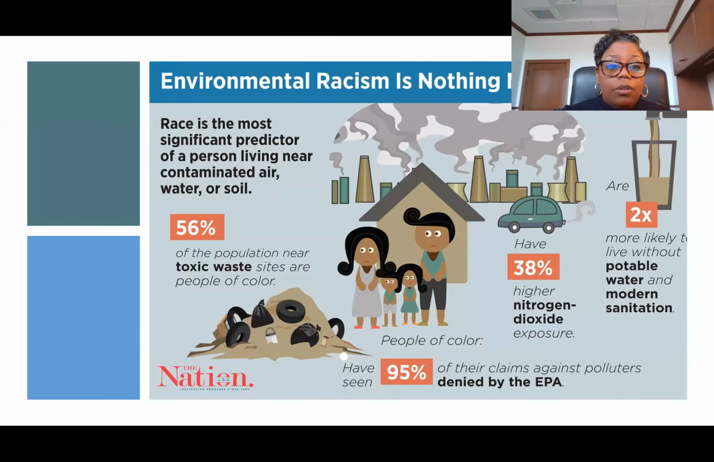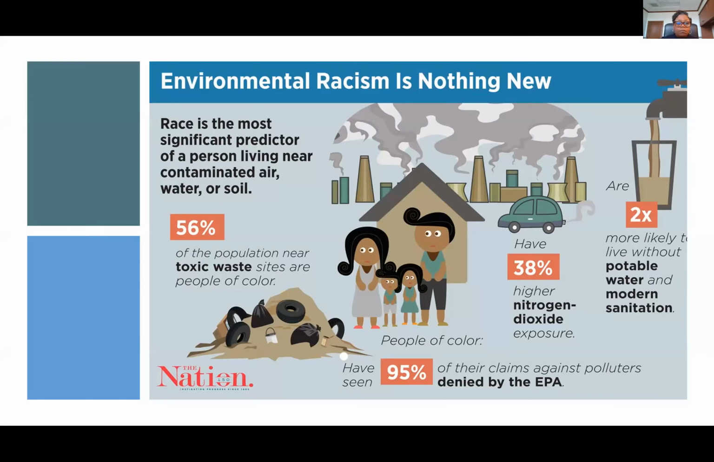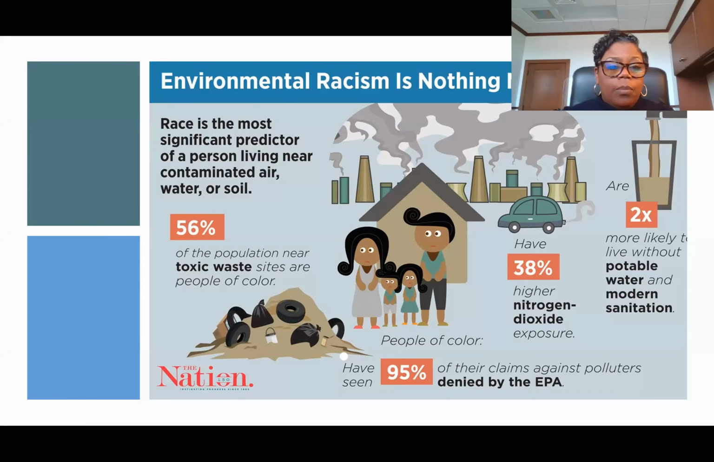We know that this is not new. This chart, and all of these sources are available publicly on the internet, shows that race is the most significant predictor of a person living near contamination, air pollution, water pollution, soil pollution. This chart is startling. 56% of the population near toxic waste sites are people of color. So given the stats, you can't say that those areas were not particularly targeted.